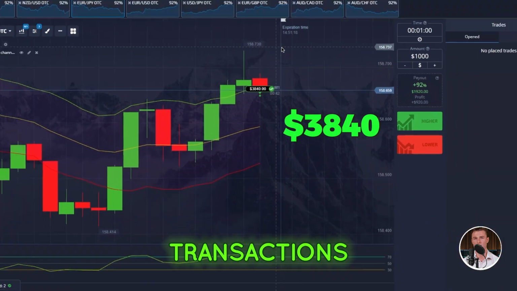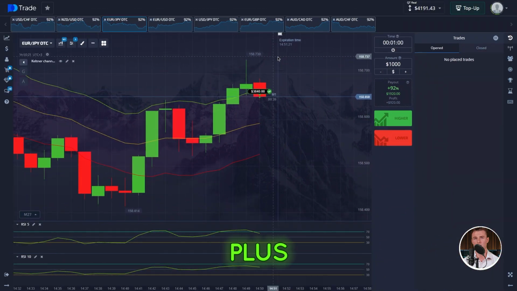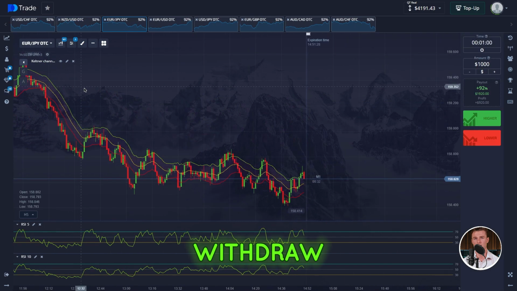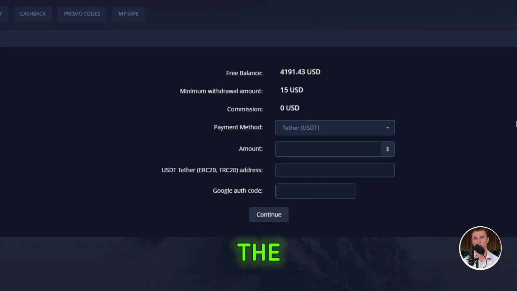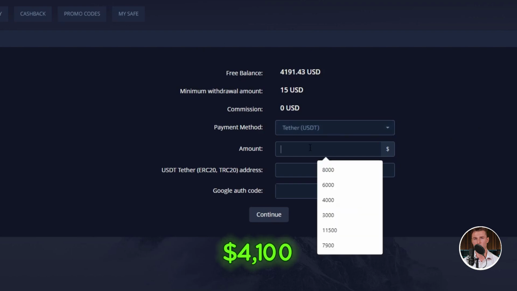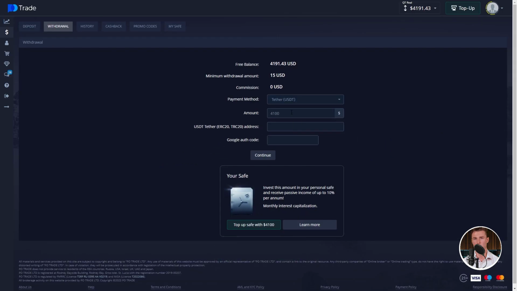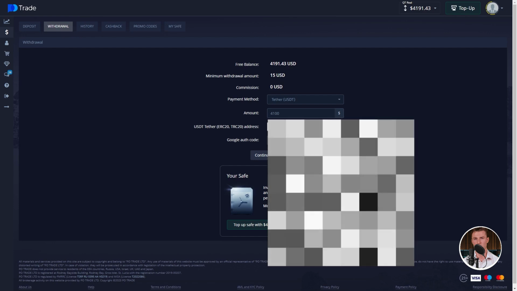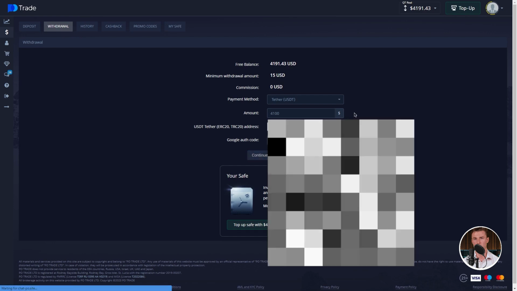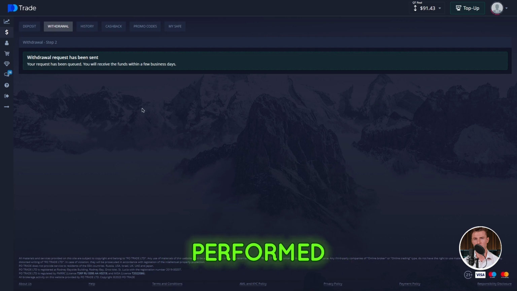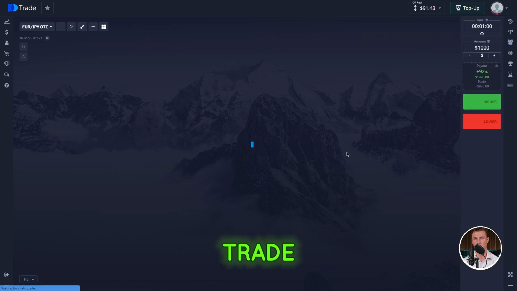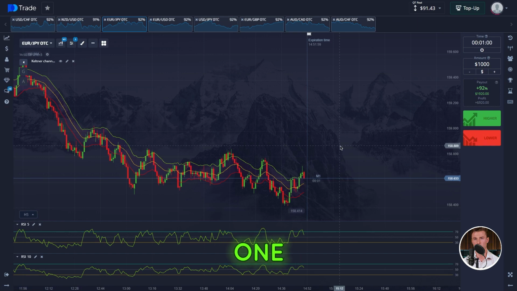And our final transactions are closing without any problems, plus an excellent result for today, and I suggest we proceed to withdrawal and record our current profit. We select a wallet and select the amount of $4,100. Our operation is being successfully performed. We have such an interesting trade today. We have recorded a great result for today.